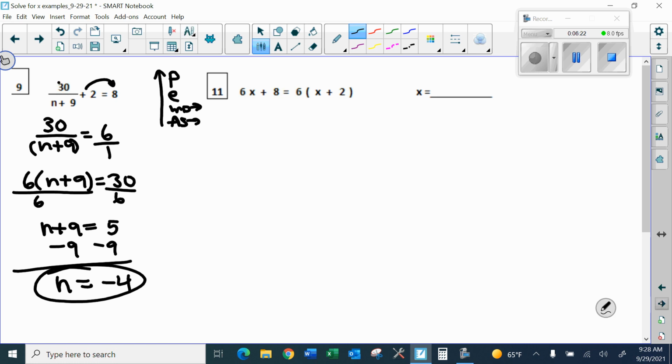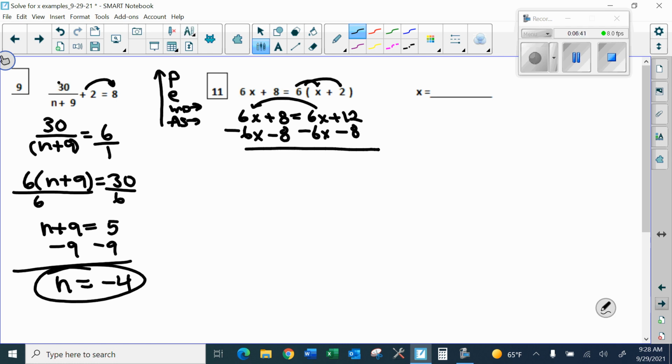All right, 11. We have distributive property here. So I have 6x plus 8 equals 6x plus 12. Well, notice, no matter what side I bring the x to, I'm going to end up with 0x. So I'll just move that across there, which means I'm moving this across here. So I have 0x equals 4. Make sure you write down that 0x, because that's going to help you solve it.